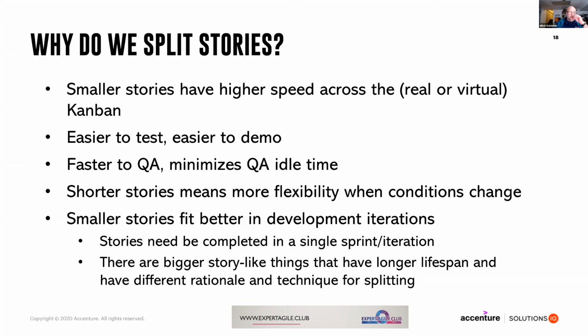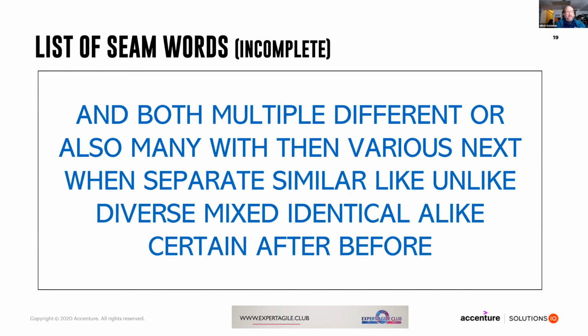So what I am advising, and I say it's an incomplete list, but I'm going to read these words to you, and I would like you all to think, what makes these words similar? What's interesting about these words? And, both, multiple, different, or, also, many, with, then, various, next, when, separate, similar, like, unlike.